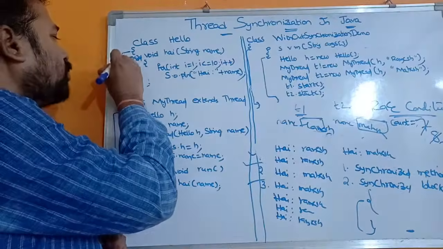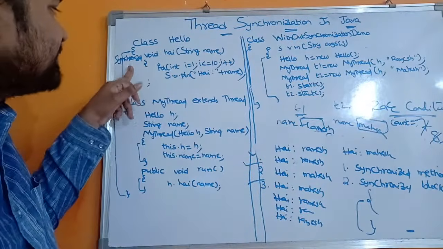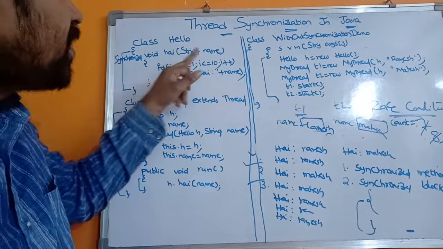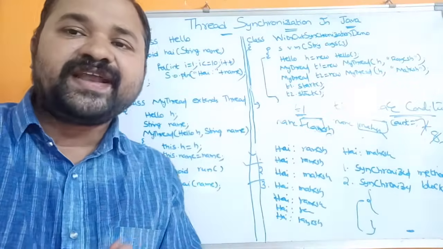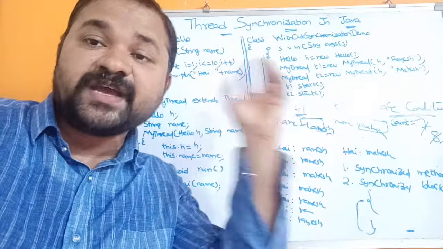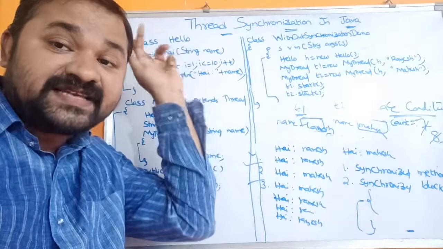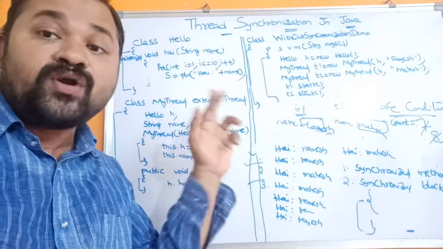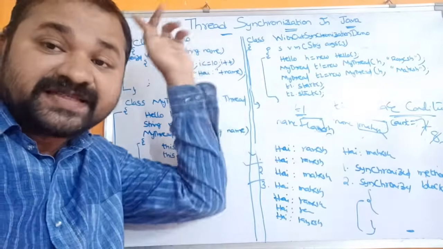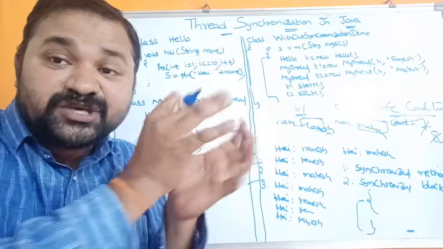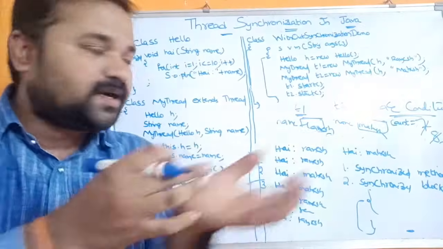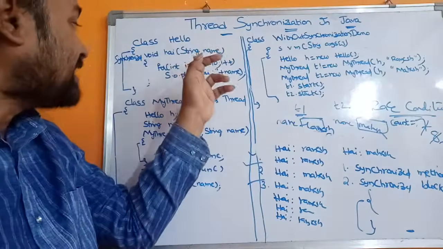So here all are lowercase letters. So synchronized void hi of String name. Whenever we perform synchronized on a method, when one thread is accessing that method, then only after completing its method execution, the thread execution, can the second thread access the method.